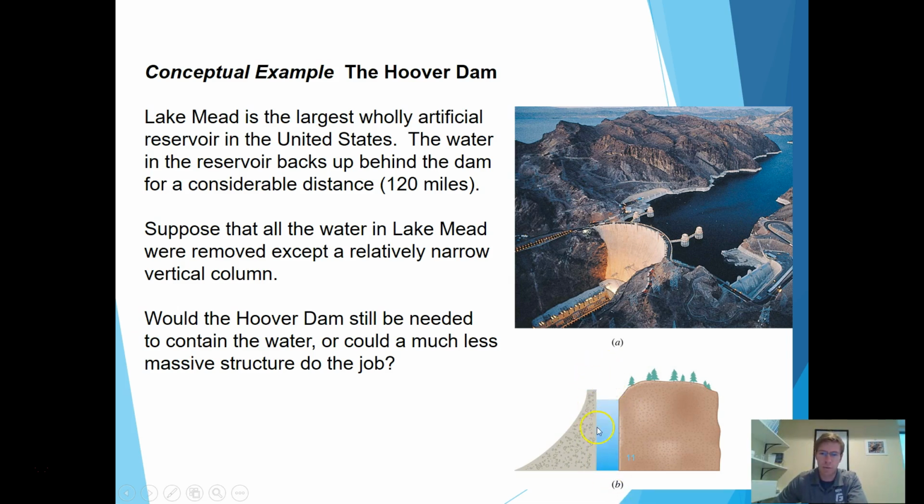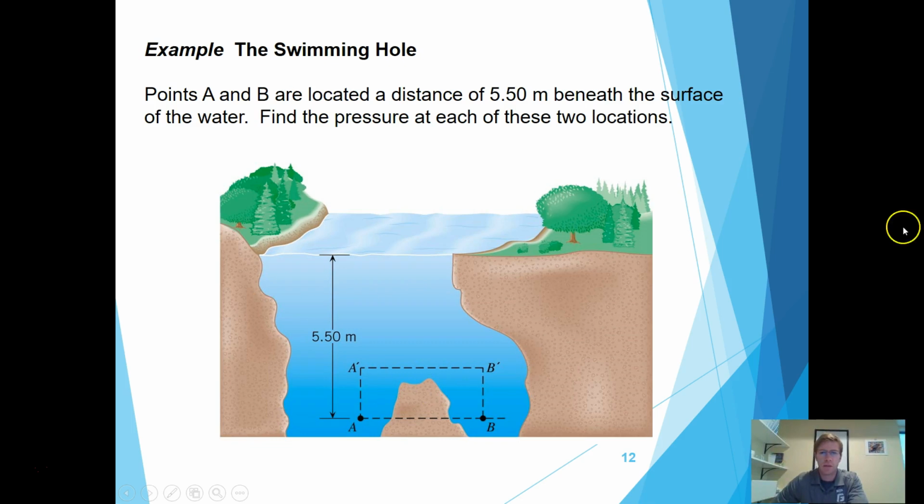Okay, so depth doesn't matter how much water there is, only how deep into the water you are. What would matter is, if the dam were to break, the amount of damage that happens downstream. A lot more water brings a lot more energy. All right, so let's just do a quick calculation practicing this idea.